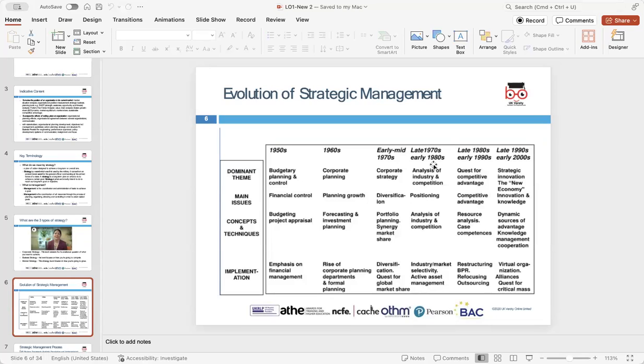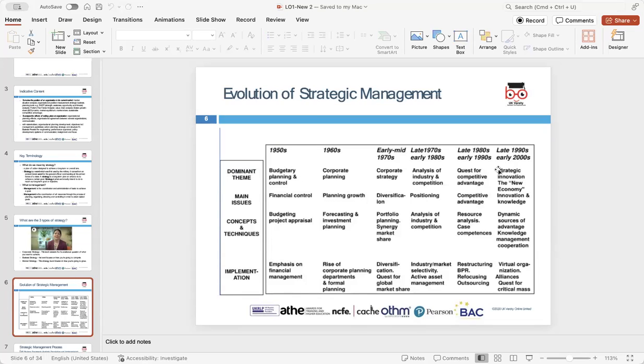If you look at the late 70s and early 80s, strategic management concentrated on the quest for competitive advantage. So this era involved analyzing resources and core competencies to understand sources of competitive advantage. In the late 80s and early 90s, the focus was on strategic innovation and adapting to the new economy.